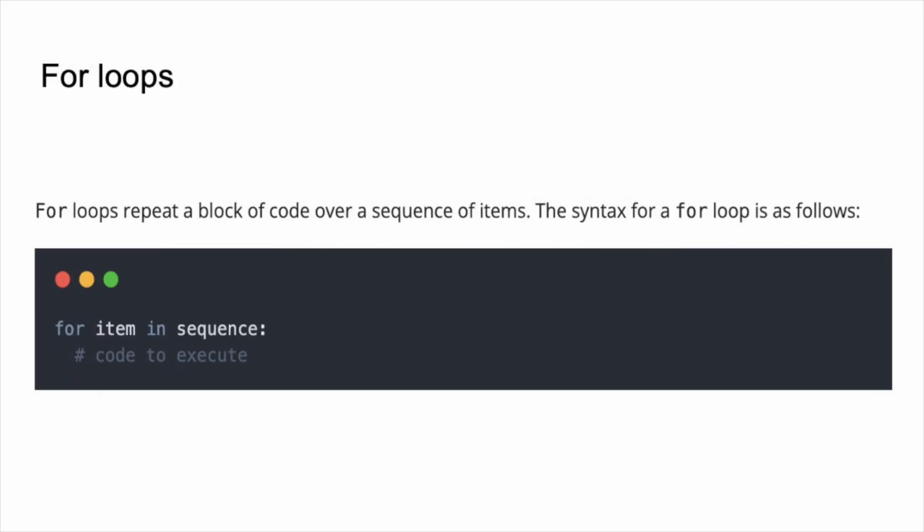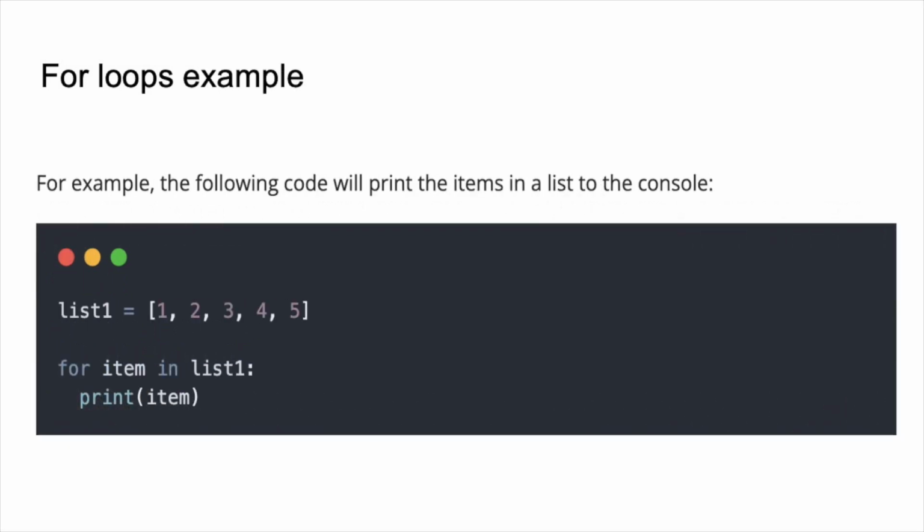For loops repeat a block of code over a sequence of items. The syntax for a for loop is as follows. For example, the following code will print the items in a list to the console.